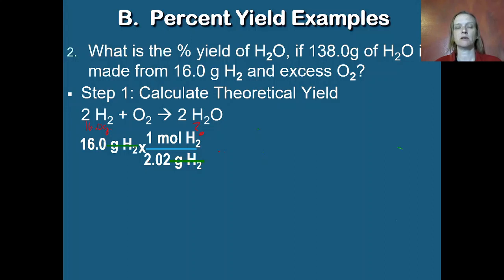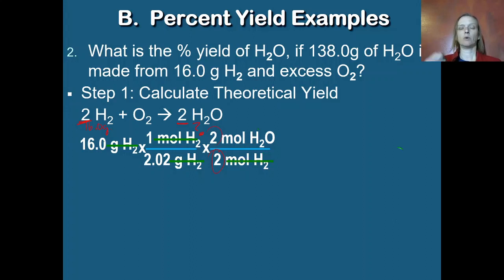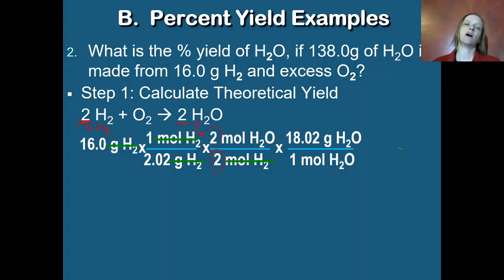Those units cancel. The next conversion factor I need converts from moles of hydrogen to moles of water. I get rid of moles of hydrogen and I convert to moles of water, and I use my 2:2 mole ratio in the balanced equation. My units cancel out. My third conversion factor, I need to convert from moles of water to grams of water. 1 mole has a mass of 18.02 grams when I'm talking about water. My units cancel out, moles of water with moles of water.